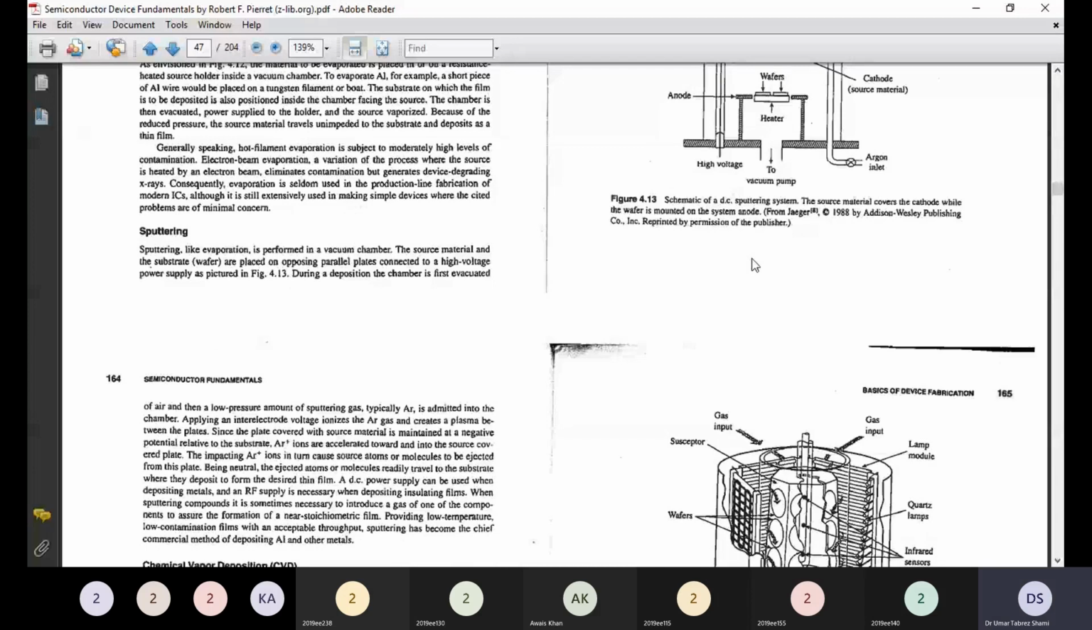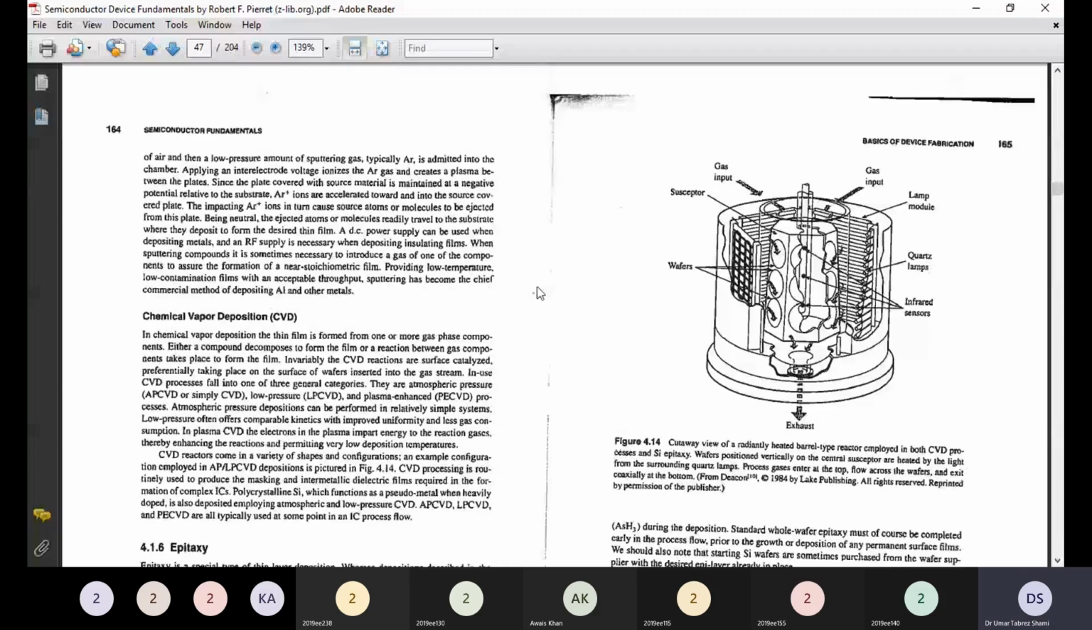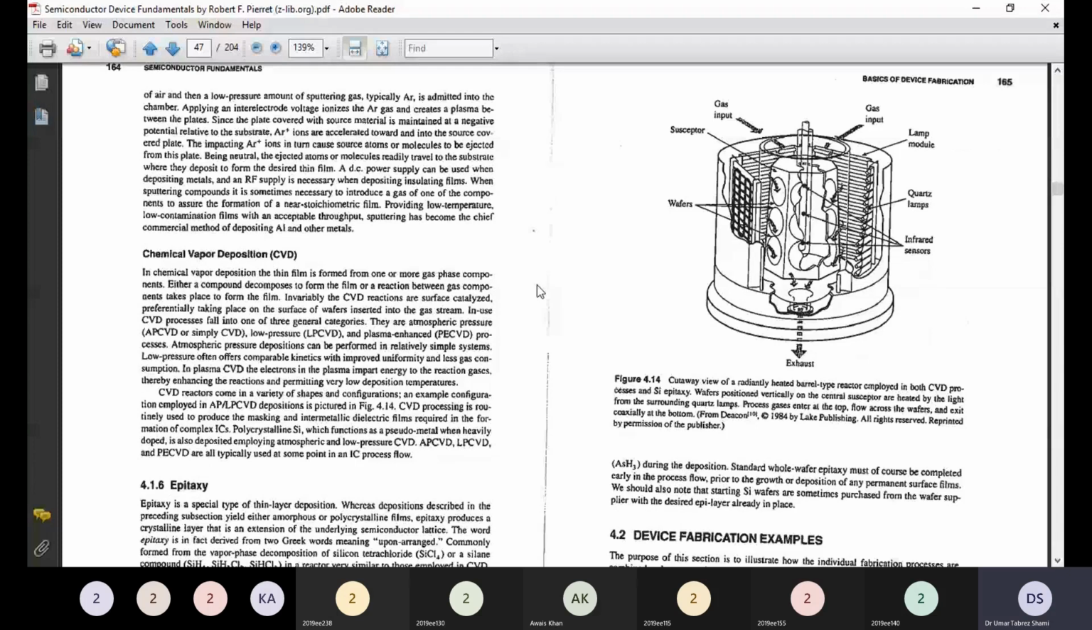As mentioned earlier, the evaporation process is rarely used in the production line. However, this process of sputtering is used as a major technique. Now we come to the third technique, that is the chemical vapor deposition.